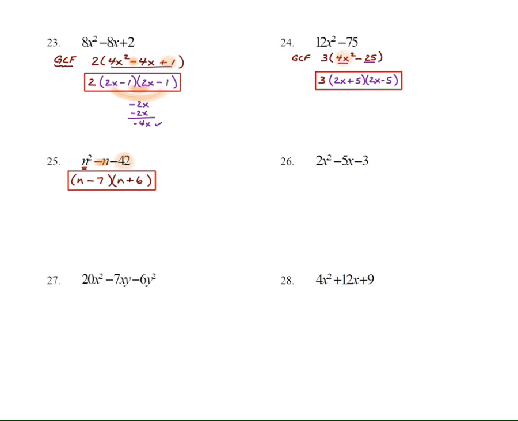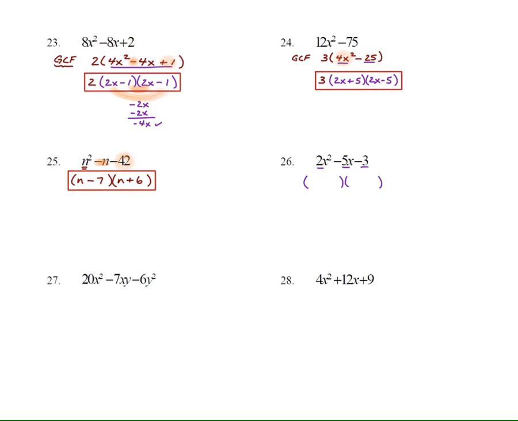Number 26, first check for greatest common factor. 2, 5, and 3 don't have any factors in common. So if this factors, it will factor into 2 binomials. You'll notice, hopefully you're noticing a pattern, the steps that I'm asking myself as I approach each problem, because it really is a good way to think about the different types of problems you can come across. Again, trinomial will factor into 2 binomials.